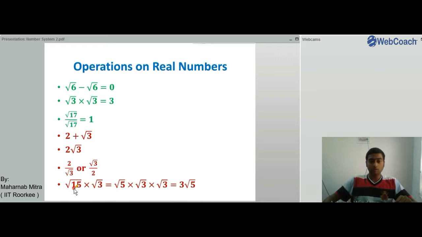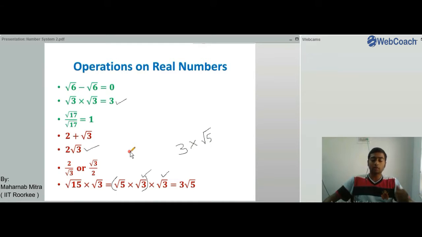Now in the last example, you can see we have done square root of 15 times square root of 3. Now from the first rule, we are breaking square root of 15 as square root of 5 times square root of 3, right? This is how we break square root of 15. This portion is square root of 15 and we have square root of 3, right? Now from this example, what have we got? Square root of 3 times square root of 3 gives us 3. It gives us 3. And we have in product form square root of 5, right?